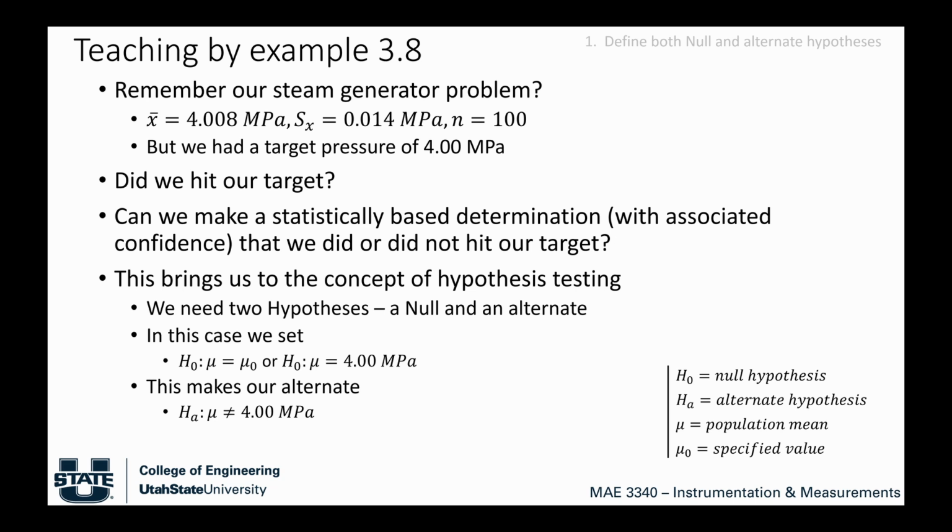So then our sample, the data that we pulled from there, given our sample standard deviation and our number of samples, is there too much spread? Can we actually determine whether or not we hit the target? That's what we're asking. So this makes our alternate. If we need to capture every possible scenario, that means if our null hypothesis is that it's 4, then our alternate is that it's not 4. So that's outside of those bounds.